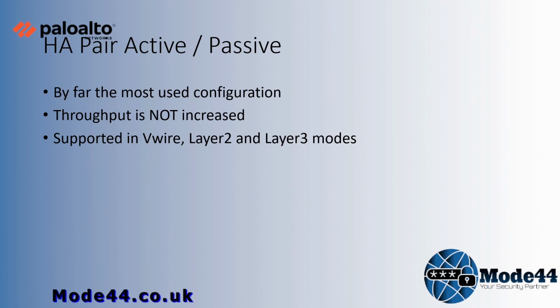If you've got a virtual wire, you have a bump in the wire essentially. If you've put your firewalls into an environment where there's no layer 3, it doesn't take part in the routing or anything like that. It's supported in that. For layer 2, this is just on VLANs, VLAN throughs, and then layer 3 is where it's routed.